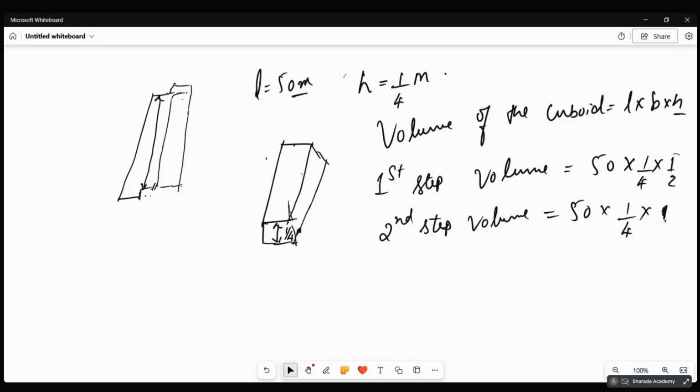Understood? See, it is like this. This step, one after the other, it will be there, no? So this length for each step will be the same, that is 50. Rise of one step, everything, it is 1 by 4 only. But one side, each step will increase, no? This height will. For the first step, it is like this. This is 1 by 2. For the second step, it becomes 1. Third, it will become 1.5, like that.